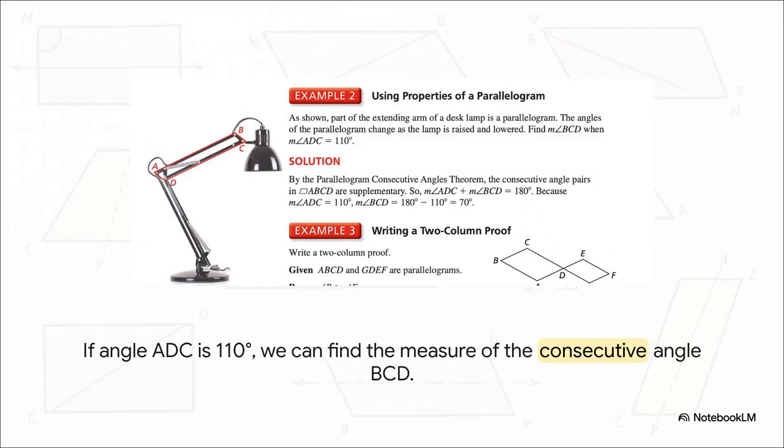And that brings us right back to our lamp. This property is the real secret to its stability. So if we know that wider angle is 110 degrees, our new rule lets us find the sharper angle right next to it in a snap.